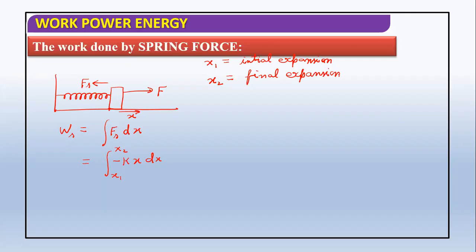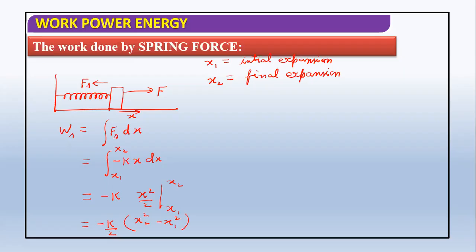If you solve this, if you put the values, minus k x square, if you integrate it, you have to put different values x1, x2, x square by 2. So you will get minus k times x2 square minus x1 square. So this is the expression which we get.